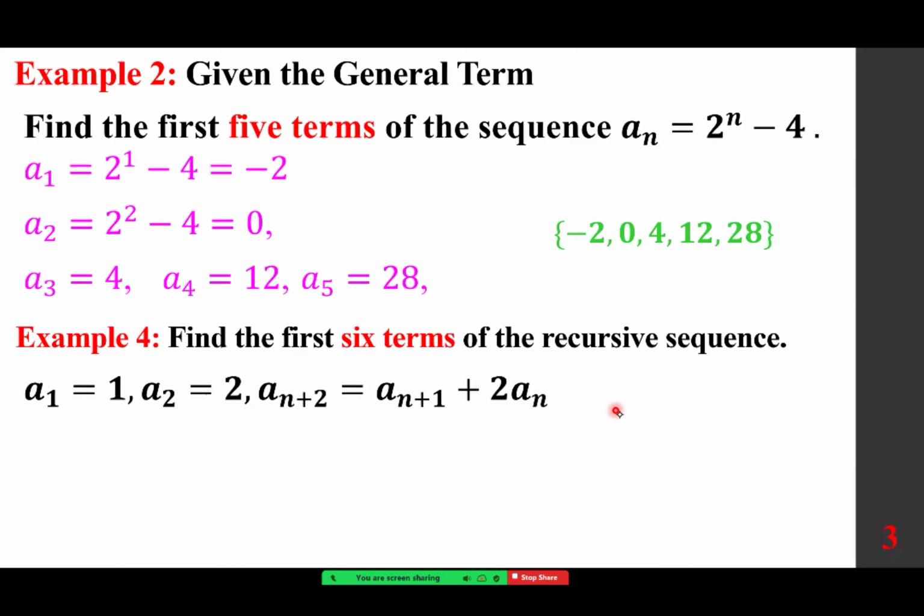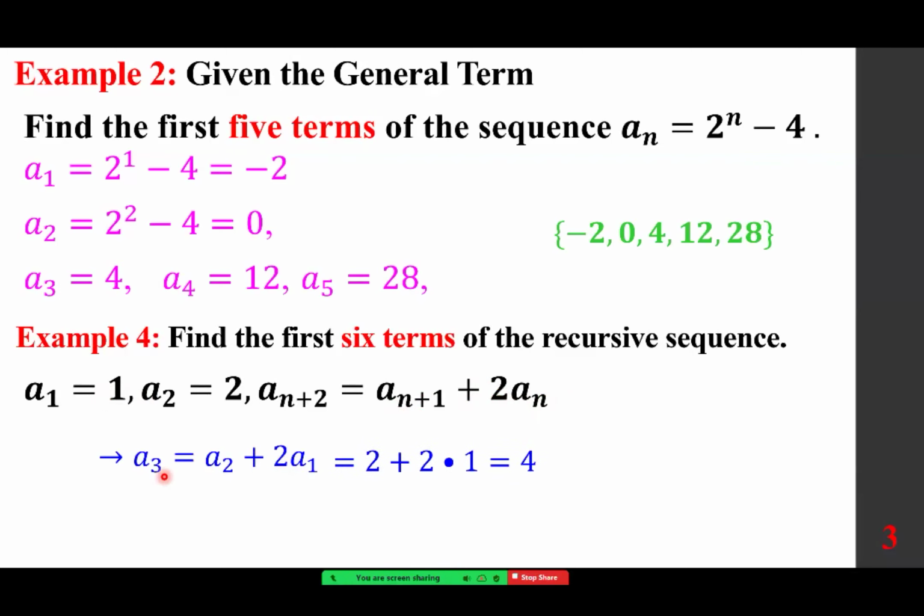According to the general term, a sub n plus 2 equals a sub n plus 1 plus 2 a sub n, which means if I want a term, I pick the previous one and then add 2 times the one before that. So if I want a sub 3, the previous one is a sub 2 and the one before that is a sub 1. So a sub 2 plus 2 times a sub 1 makes it 2 plus 2 times 1, which is 4.